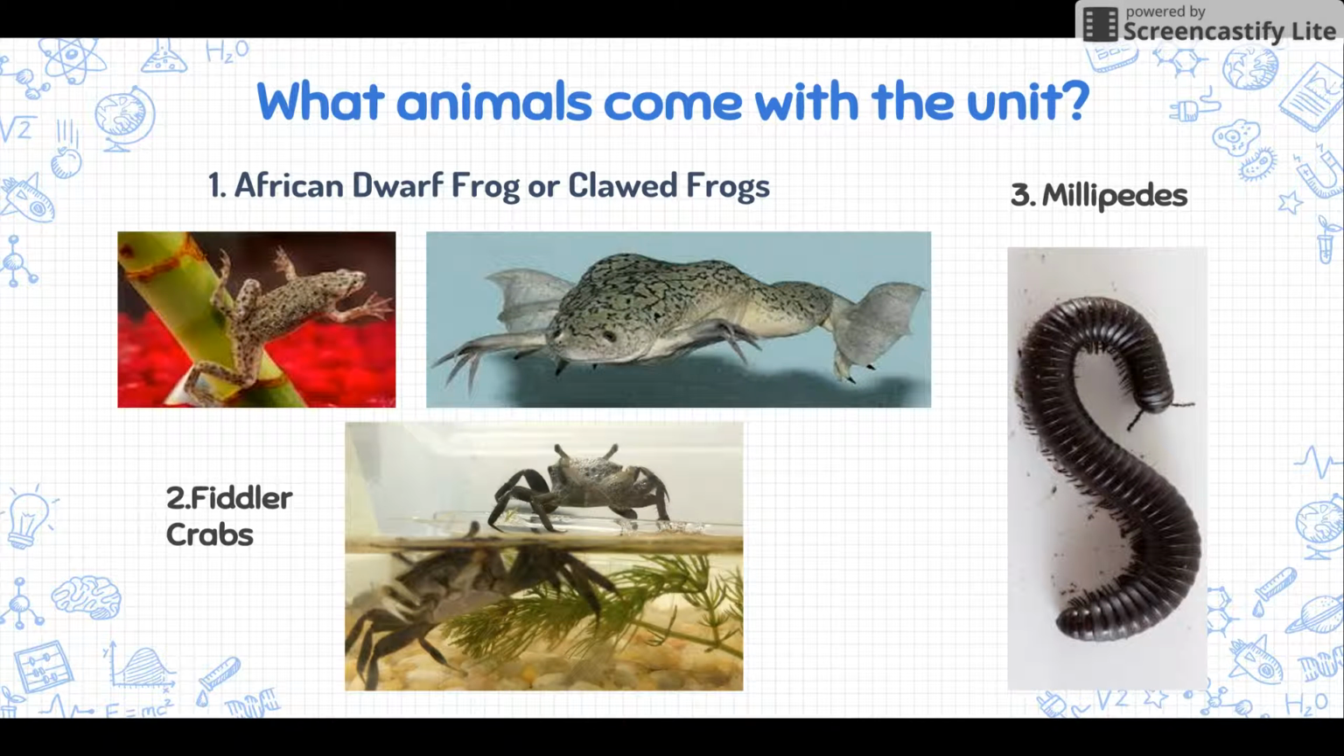What animals come with the unit? African dwarf frogs or clawed frogs, fiddler crabs, and millipedes. Now, the reason why you either have dwarf frogs or clawed frogs is the dwarf frogs survive in warmer climates, so they tend to die easier if we have them during a New England winter. So the clawed frogs, which are usually a little bit larger and more muscular and have little claws at the end of their webbed toes, can survive at lower temperatures. So you may get a coupon for one or the other, but they both work for all the lessons.